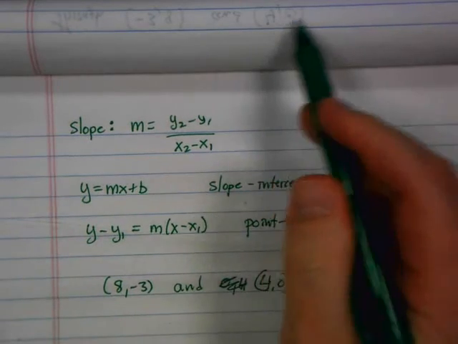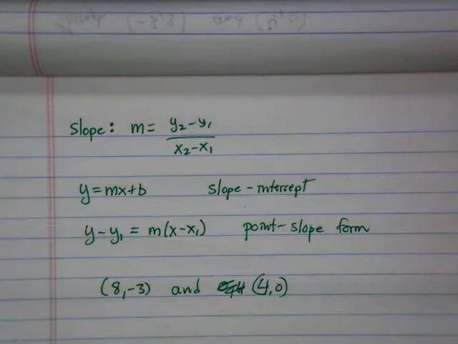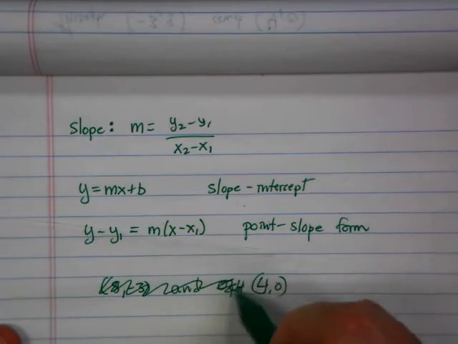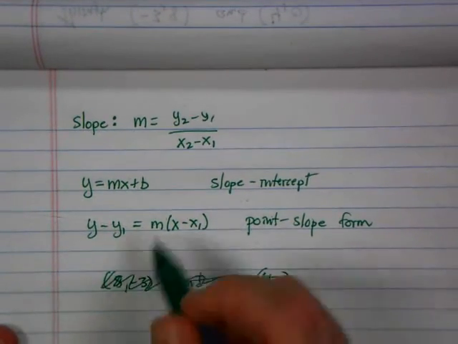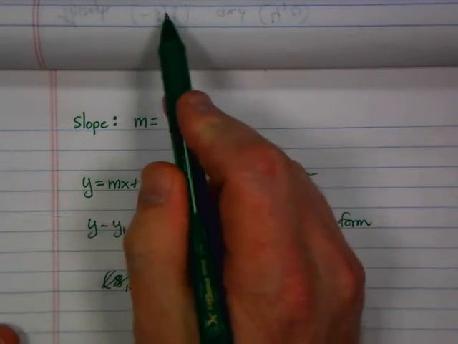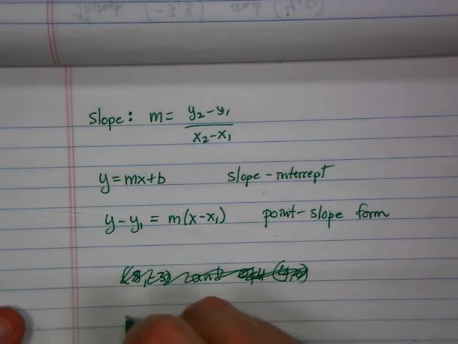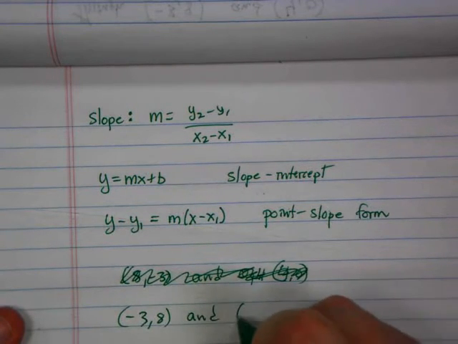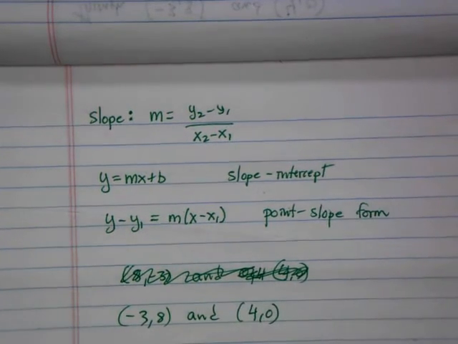I'm trying to read it upside down and backward through the reflection in my paper. It is negative 3, 8. All right, start all over. The same problem. See, I'm reading it laterally inverted on the flip side of my paper here. That's why I had it backward. Negative 3, 8, and 4 comma 0. Okay.